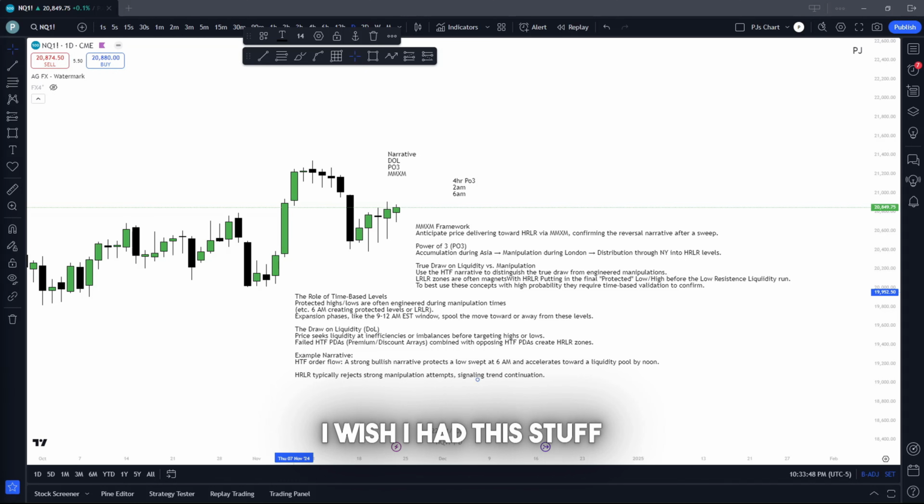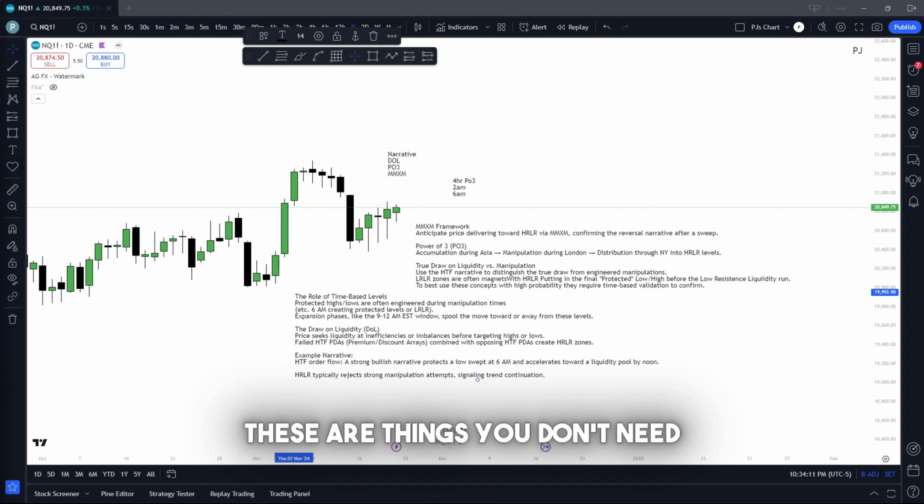I wish I had this stuff when I first started because this is all you will ever need. You can go through ICT concepts or SMC, whatever you want to call it, day by day, and the information I'm putting out is almost a fabrication of everything that he wishes he could teach, but he almost throws so much. Like, what is the Mongoose PD array? What is that? What is the Reaper? You know, these are things you don't need. So everything I'm putting in here is streamlined and stuff that is 100% used day to day.